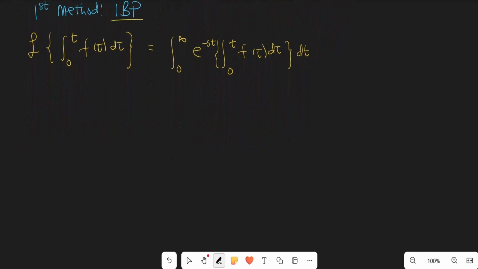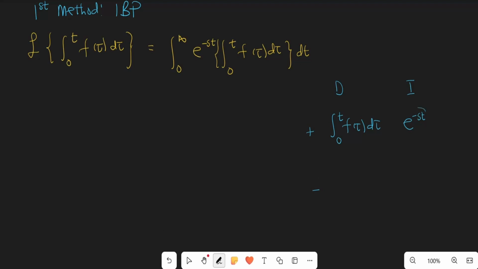Here I'm going to use integration by parts, IBP, as I already told you. Normally we will have to differentiate something and integrate something. Looking at this integral, what are we going to differentiate? I am going to differentiate the integral from 0 to t of f of tau d tau, and I'm going to integrate the rest, that is e to the negative st. All of this we are differentiating with respect to time. So this is what we have. This one is plus, the next one is going to be negative.